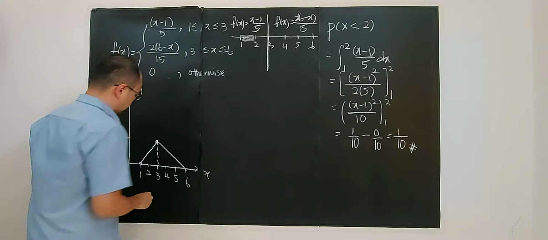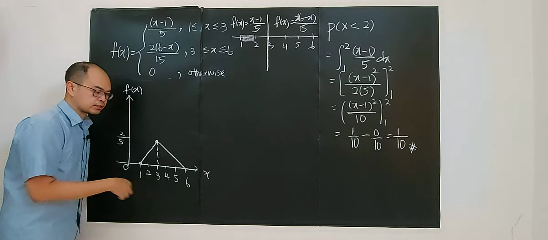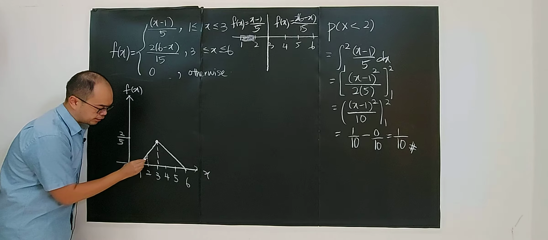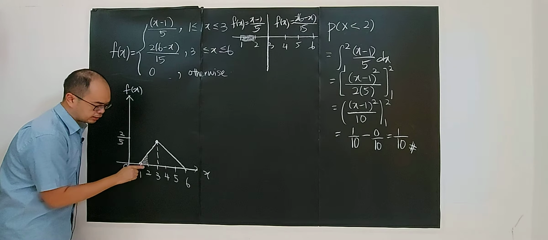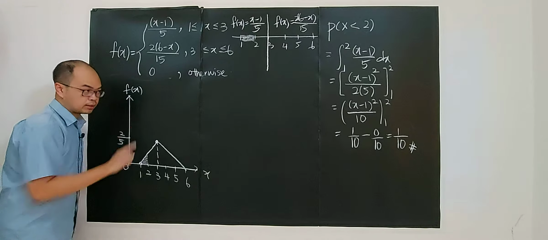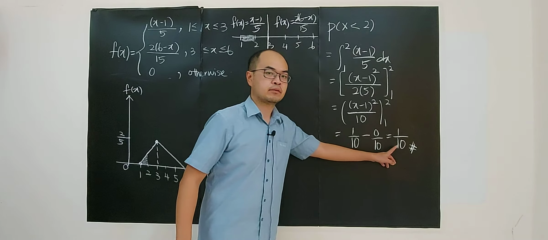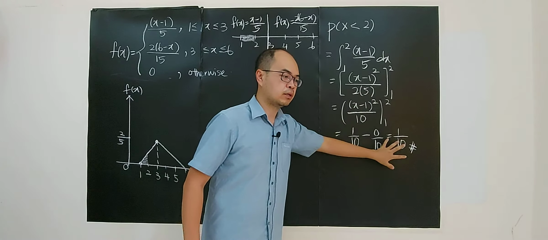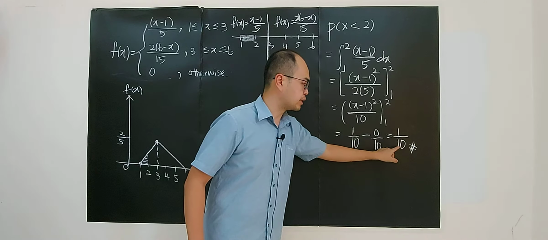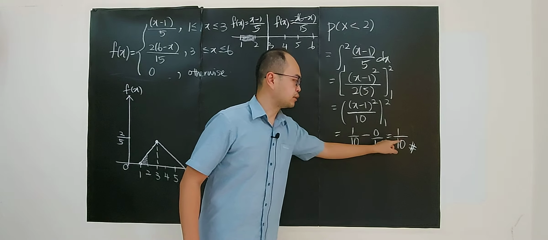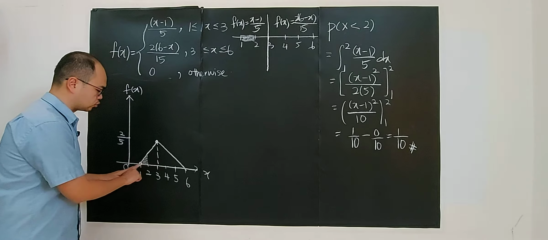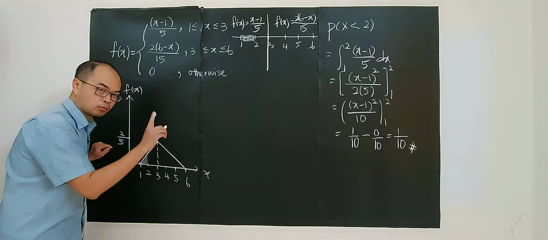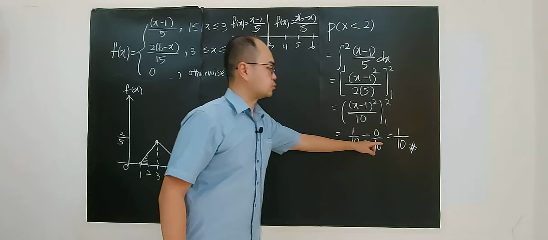If you're interested, this is for your extra knowledge, you can evaluate the area under the graph from 1 up to 2, and it will give the value of 1 over 10. When doing this, you must also have a knowledge of graphing. It means that the area under the graph for the region less than 2 is 1 over 10, as you know the total area will be 1.